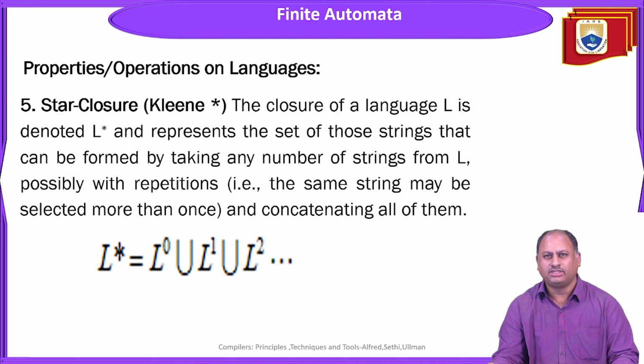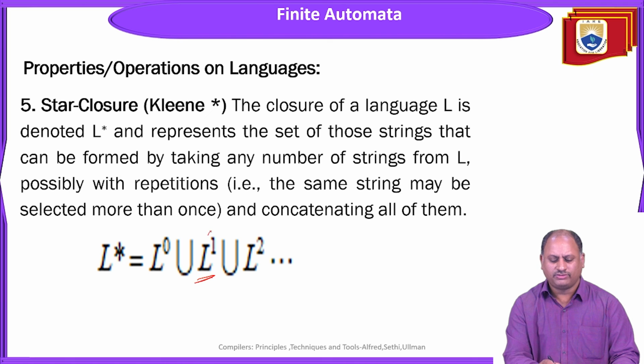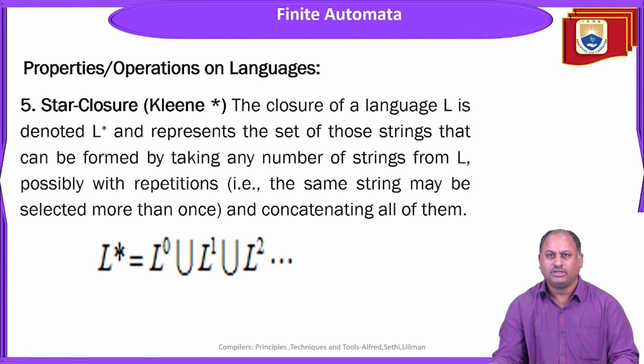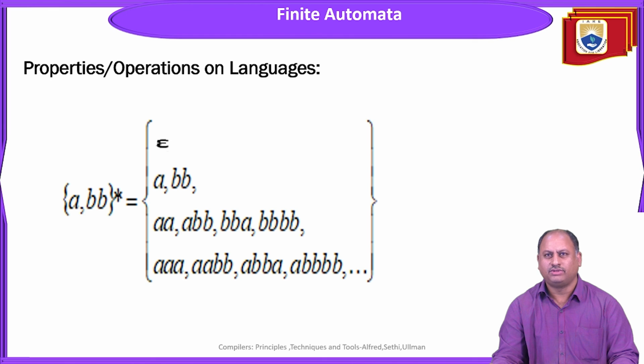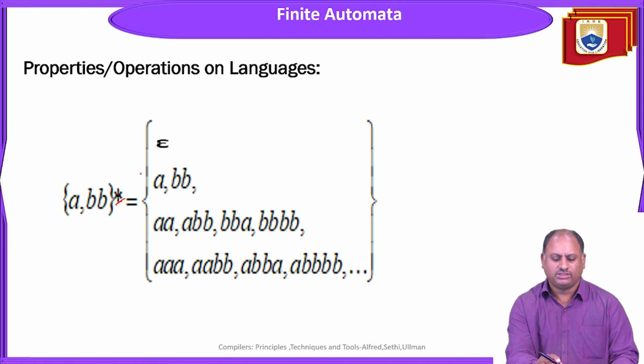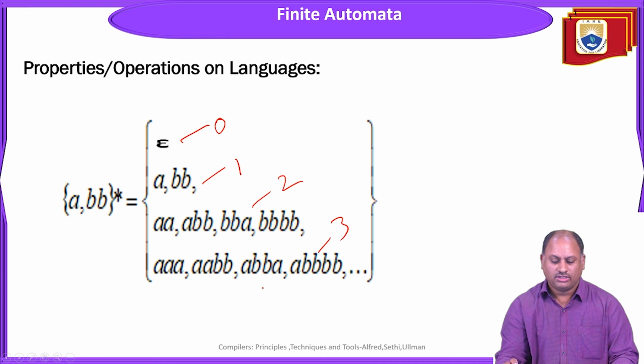That means the language contains a set of strings. So the number of strings that appear depends on the power of the language. Here L power 1 has number of strings 1, and here the number of strings is 0. Like that, it depends on the strings in the given language. Sometimes a string may be repeated also in one language. For example, A comma BB. We already know that it contains 0 or more occurrences. So epsilon is the 0 occurrence, this is one occurrence, and this is 2 occurrences, and so on.